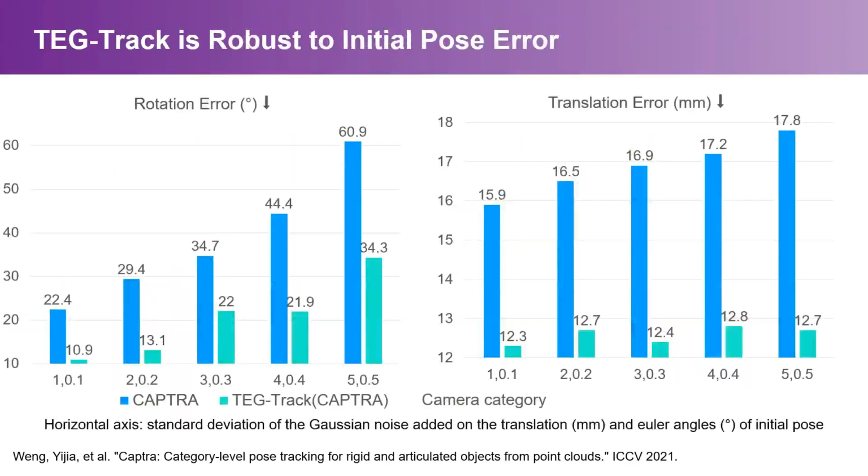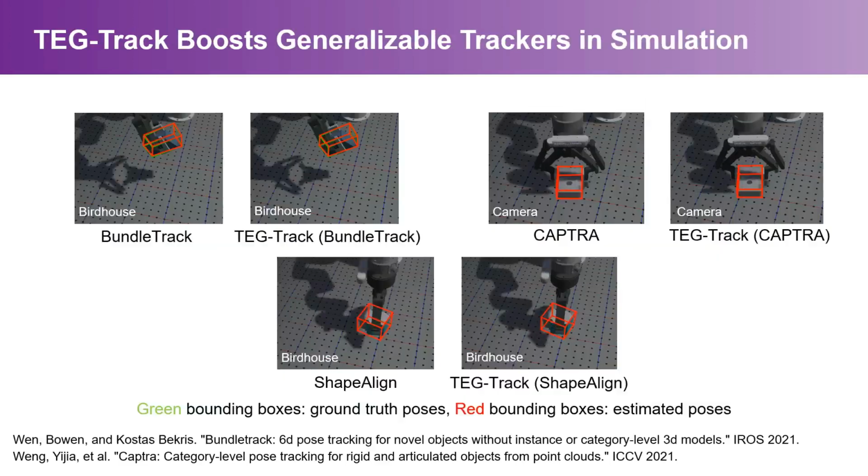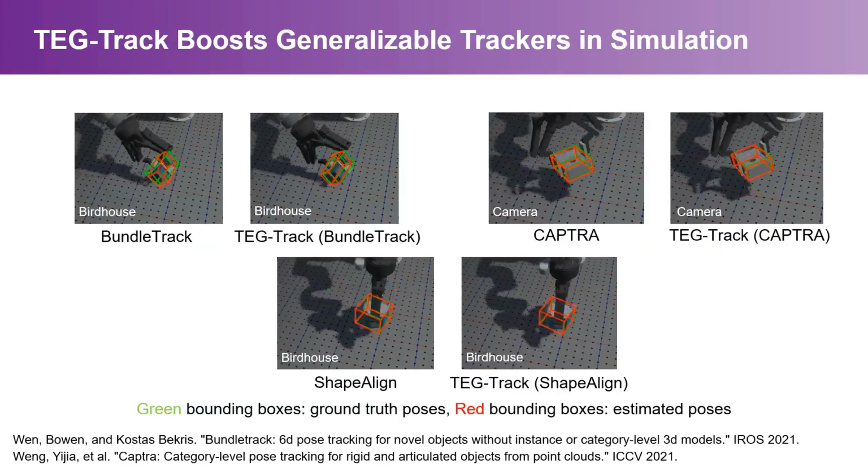Tactile is robust to initial pose error. Tactile achieves much higher accuracy than the baseline when Gaussian noise is added to the initial pose. Tactile also boosts various generalizable trackers in simulation.